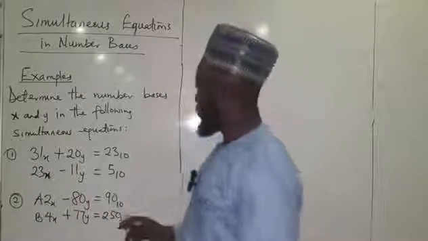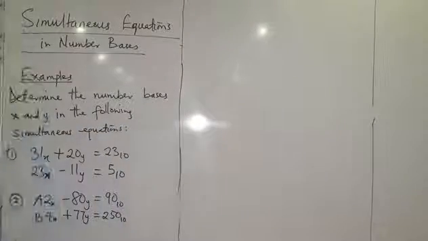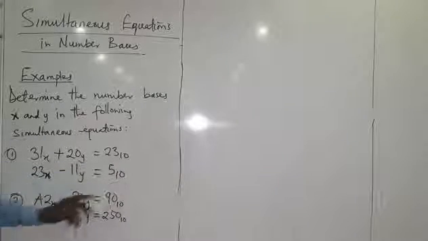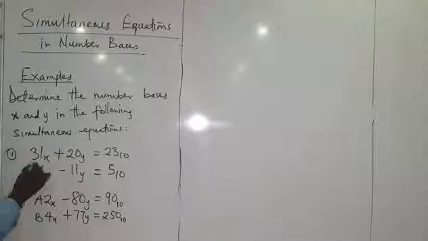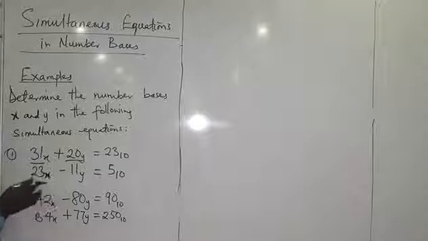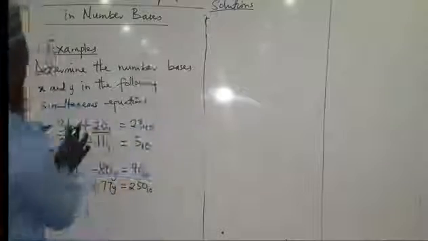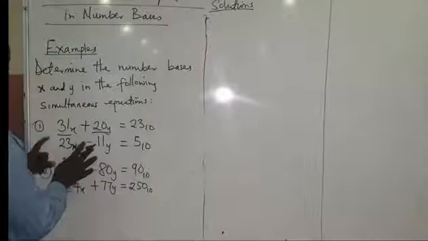So what we're going to do is very simple. Since this number is in base 10, this is also in base 10, we're going to convert this and this to base 10. We also convert this one to base 10 and this one to base 10. So that will be done. We are going to express each one of them in base 10.